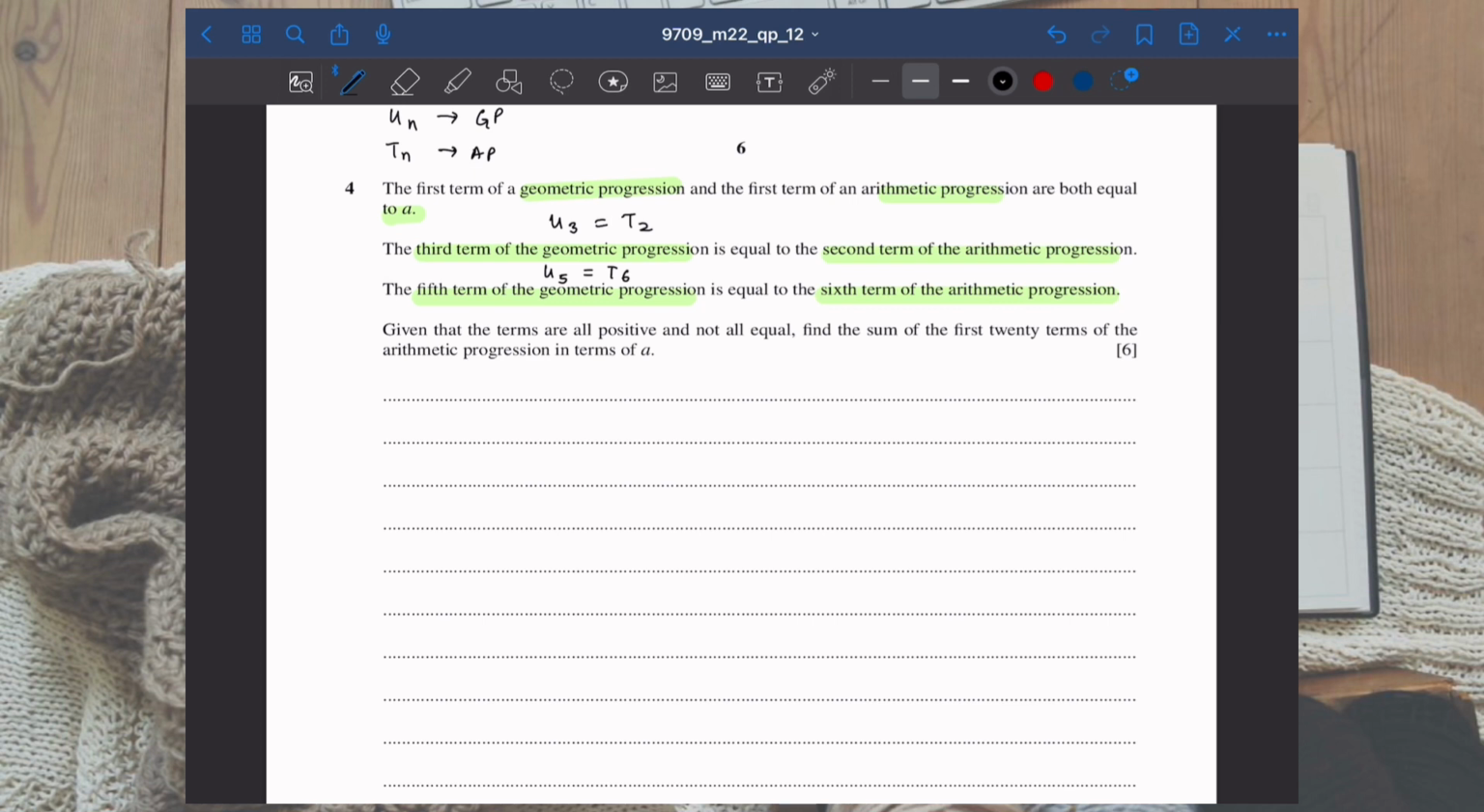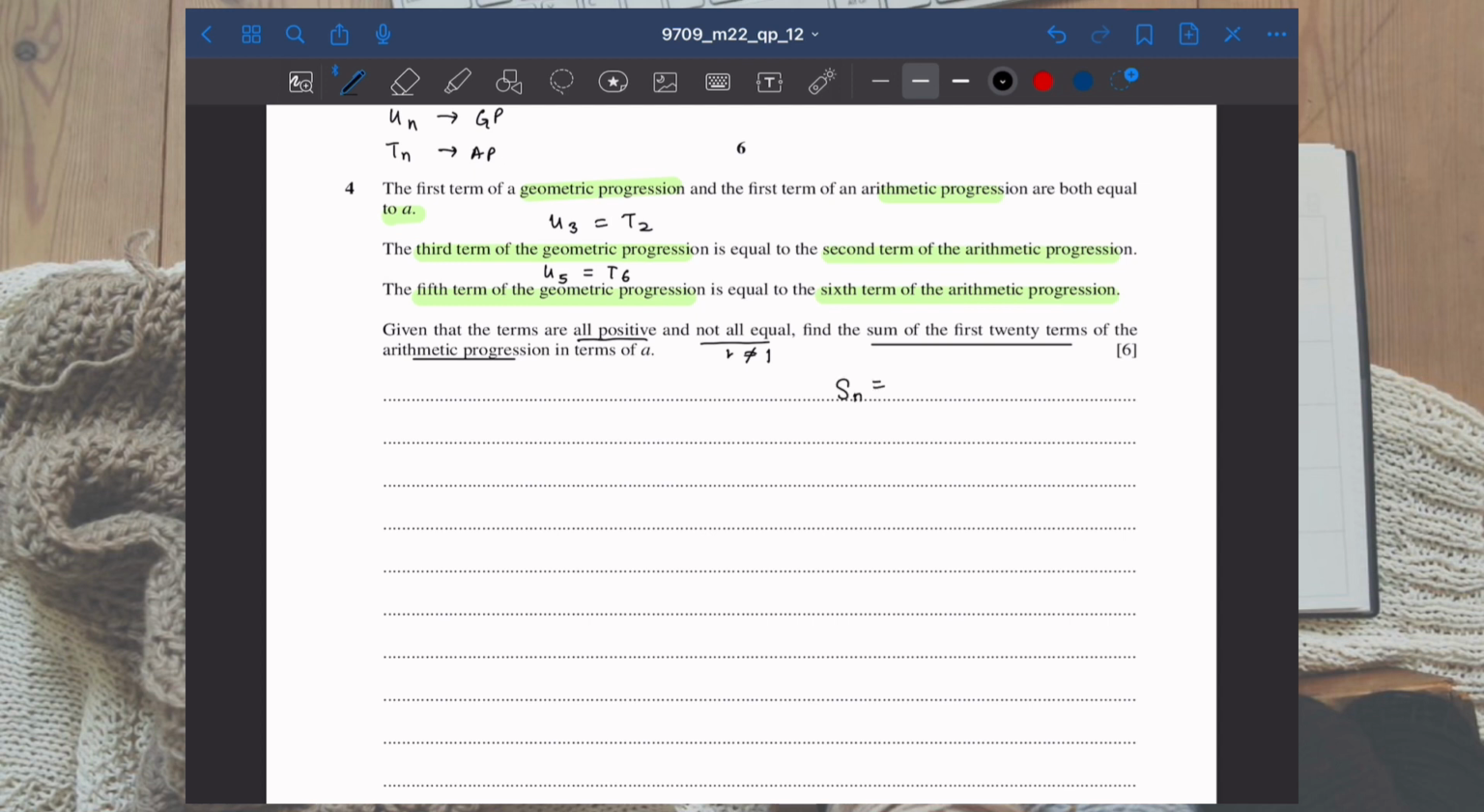And the terms are not all equal, so the ratio cannot equal 1. And the terms are all positive, so the ratio is positive. So we need to find the sum of the first 20 terms of an arithmetic progression in terms of a. So that means our Sn.